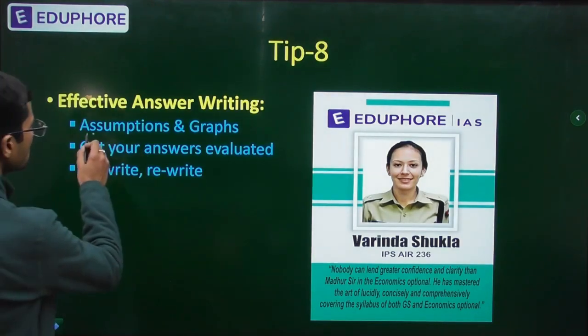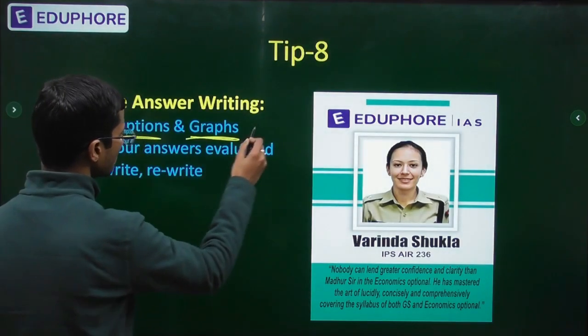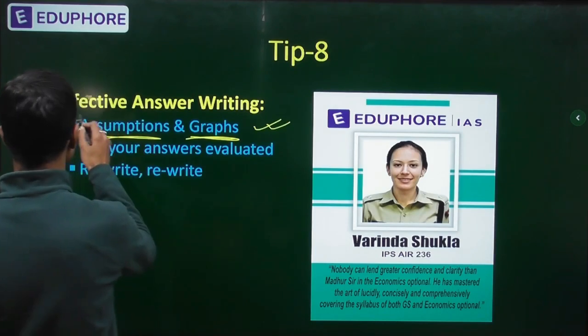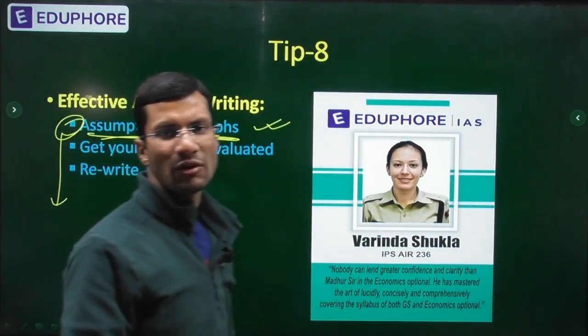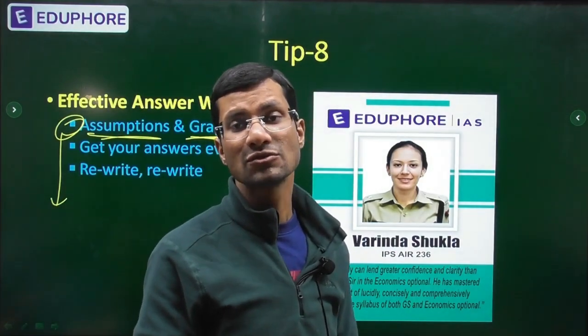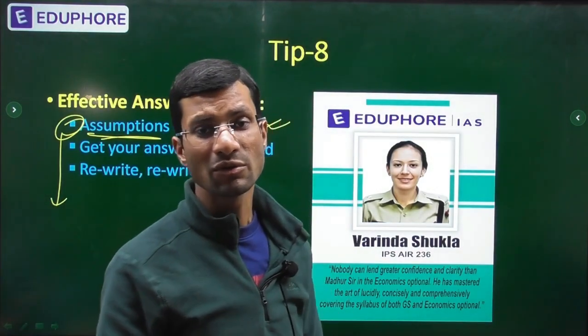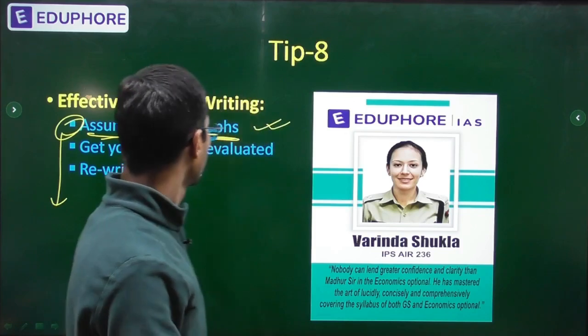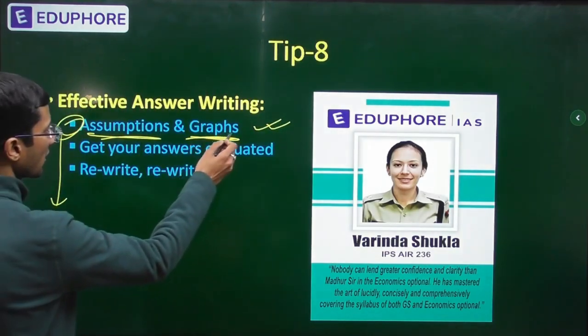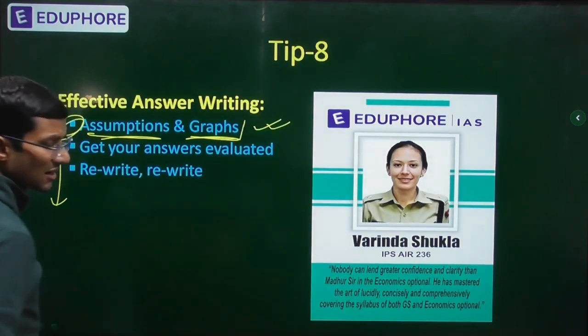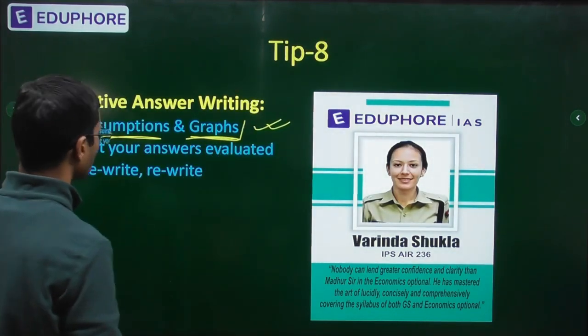So assumptions and graphs, I have said not to skip at any cost, remember, because if you skip assumptions, it means you won't be able to justify your theory, on what ground you are laying or building that theory, if you miss the assumptions. So assumptions and graphs, or you can say diagrams, are very very important in economics optional.